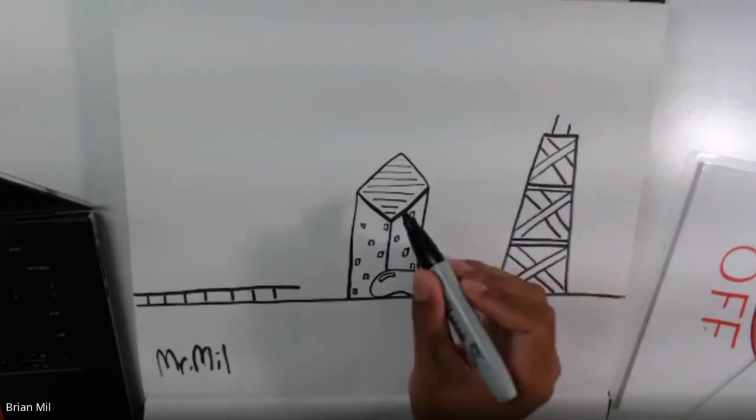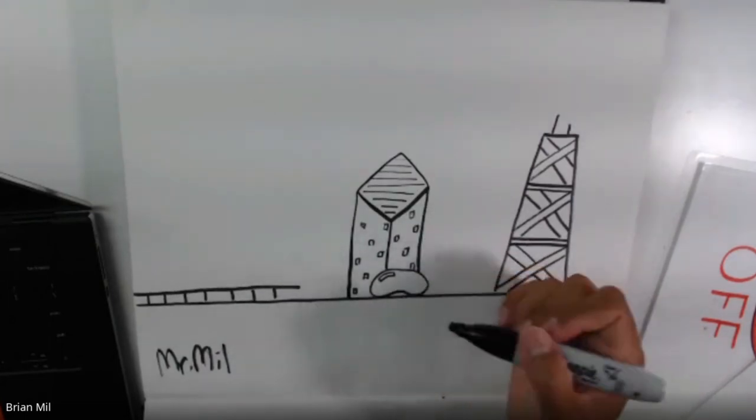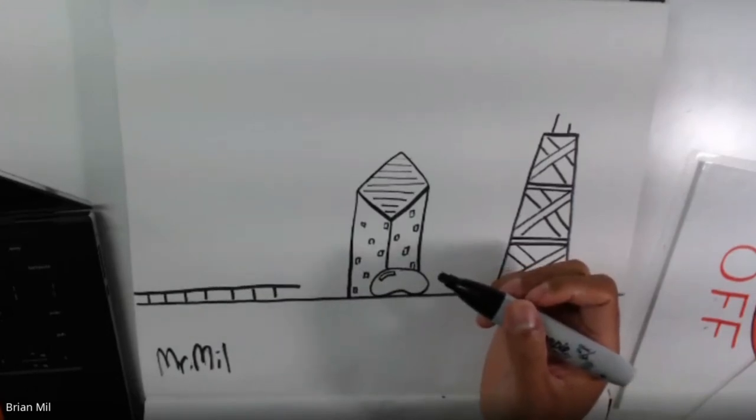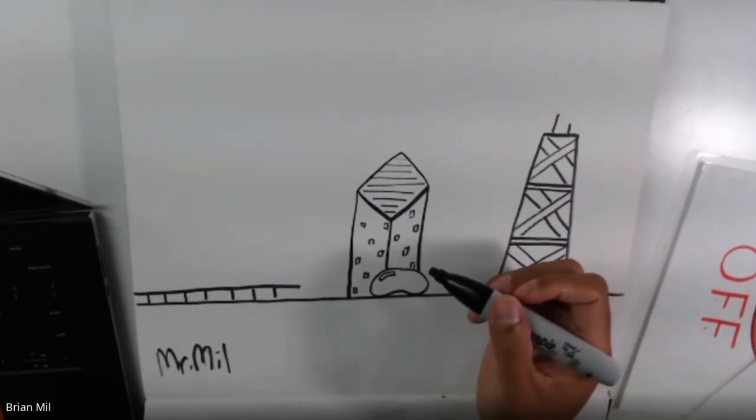So this is John Hancock. We got the Prudential Building, and then we got the Bean. So let me go a little bit quicker because it looks like I'm running out of time here because I only have you guys until 1 o'clock. I'm in 5 more minutes.